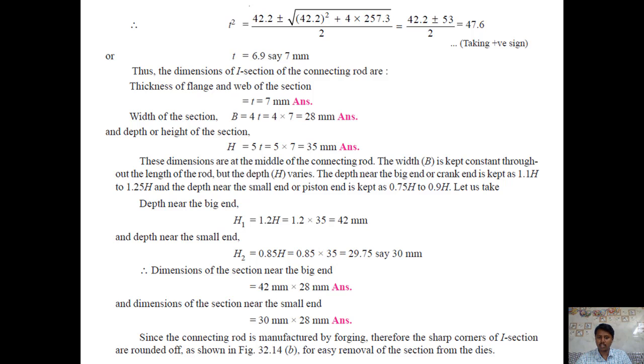Where at the small end, H2 equals 0.85 H, which is equal to 0.85 into 35, equal to 29.75, say 30 mm. Then the other dimension, that is B, let us call it B1, which is equal to 42 mm into 28 mm. So the dimensions of the section near the big end are 42 mm into 28 mm, and near the small end are 30 mm into 28 mm. Now the sharp corners, mostly we do filleting, and other kinds of finishing work we can do.